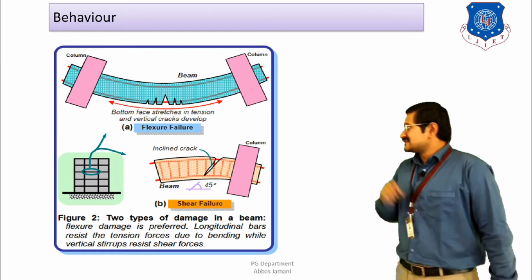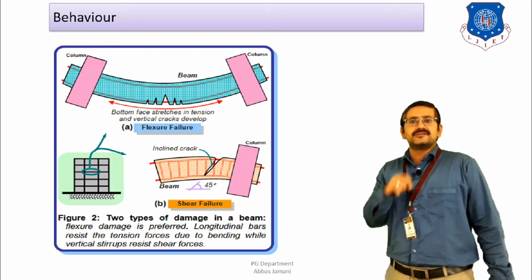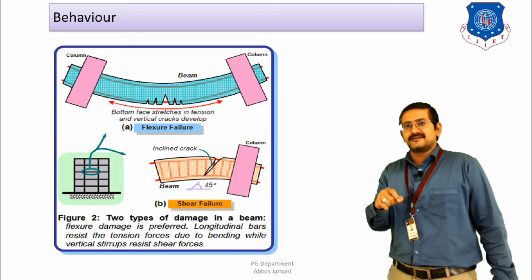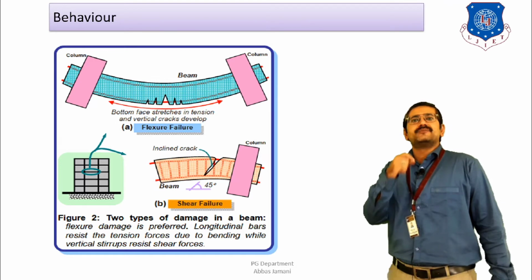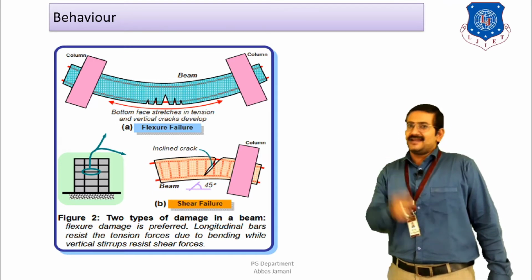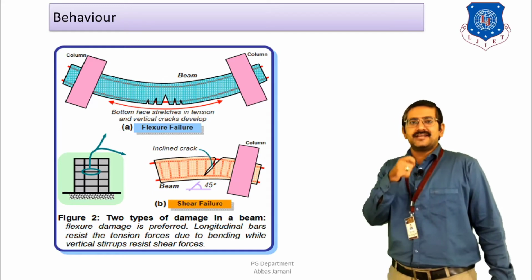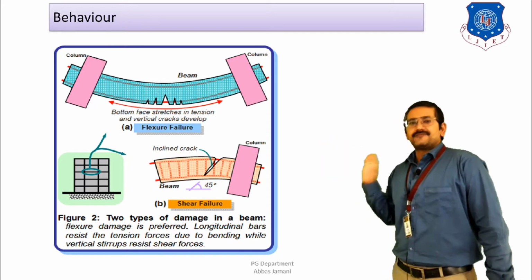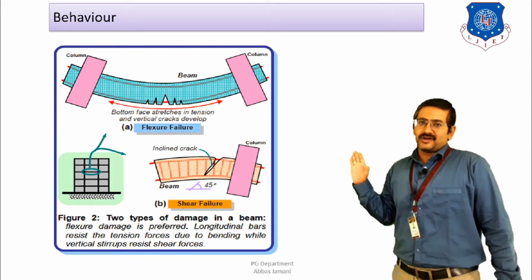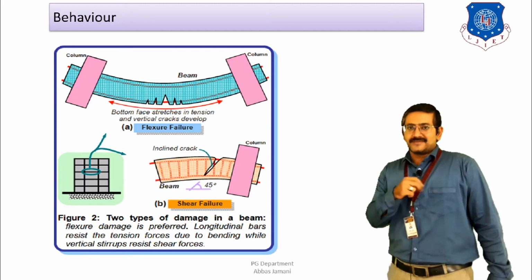Why? Because if I draw the shear diagram, then the shear requirement is going to be more near the supports as compared to the center of the span. And when I talk about the moment, then the moment is going to be more at the center and less towards the support. So that is why longitudinal reinforcement is going to be required in greater quantity in the center of the span, and shear reinforcement is going to be required on a higher side near the support sections, right? And that is why these two types of failures are there.